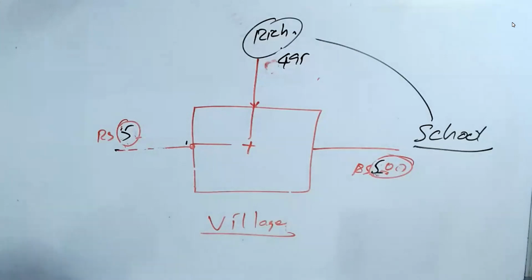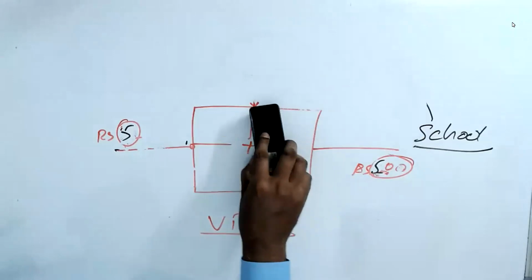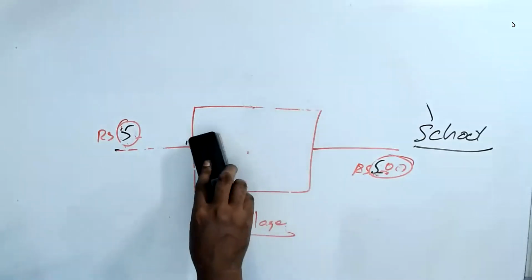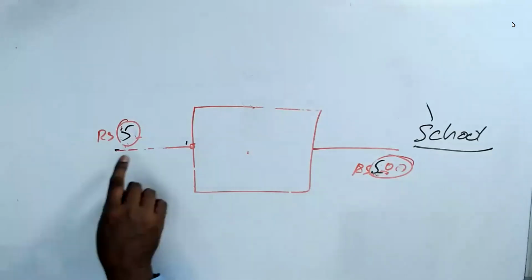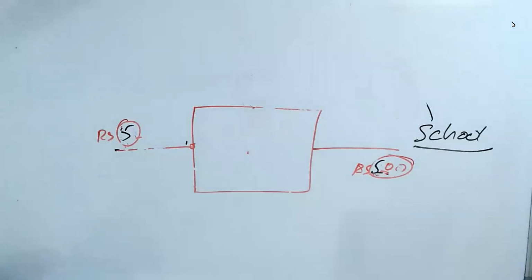But this deal is not known outside. This rich man said, don't tell anybody. So, if you give 5 rupees, the school gets 500 rupees. Understand?